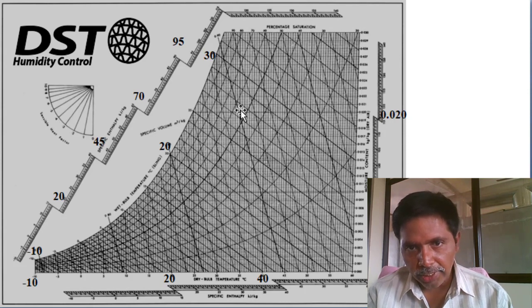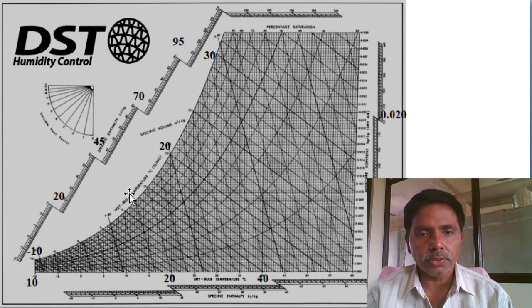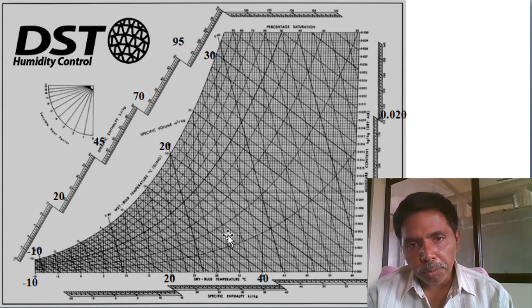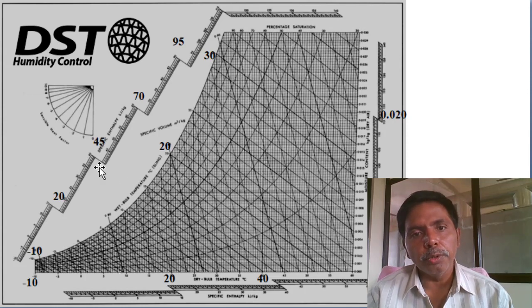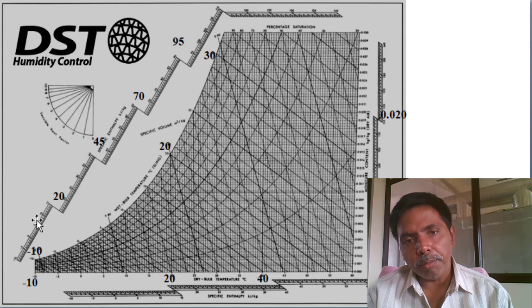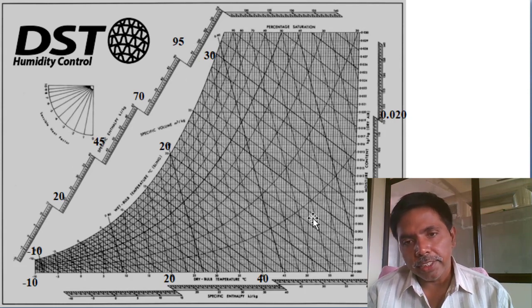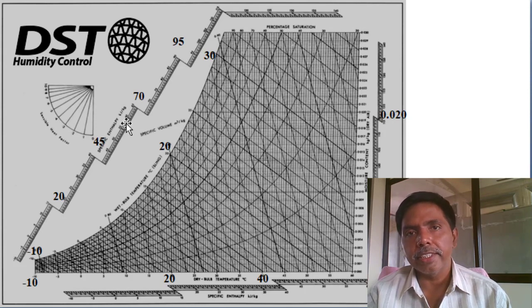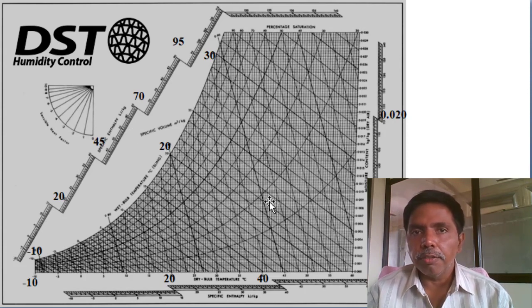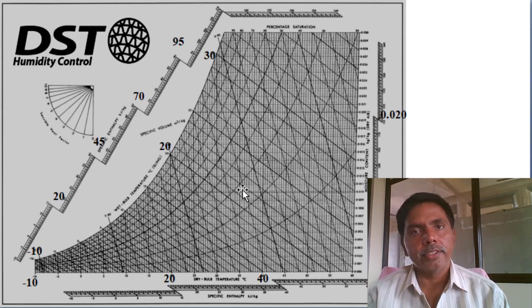Next, one more set of inclined lines are the specific volume lines. These wet bulb lines we extend up to the enthalpy line where they intersect. At a particular junction point we can determine the enthalpy. This is the enthalpy line. Just extend the wet bulb lines up to the enthalpy where they intersect. That is the enthalpy of the air at a particular point.